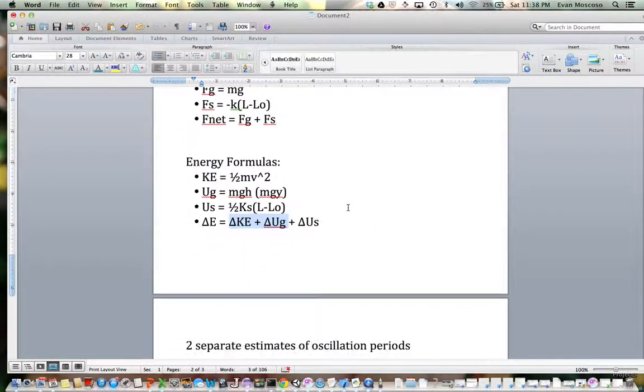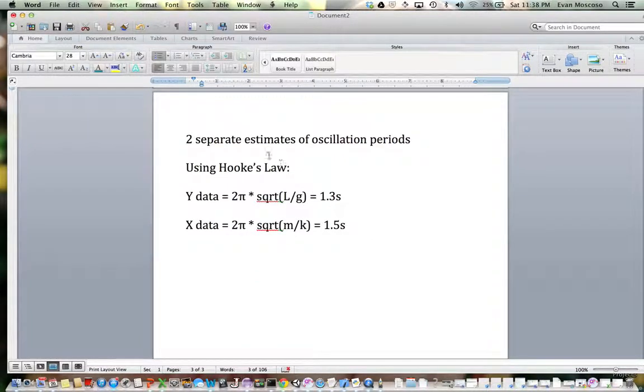And for the last "what if, what does it mean" question, we had to calculate two separate estimates of the oscillation periods for the x and y data. They are different because we had to use different equations. For the y data, we used gravity, and for the x data, we used k and m. For the y data, it turned out to be 1.3 seconds, and for the x data, it turned out to be 1.5 seconds.